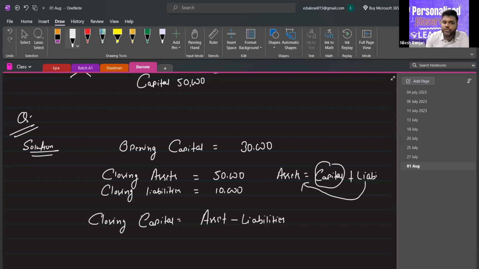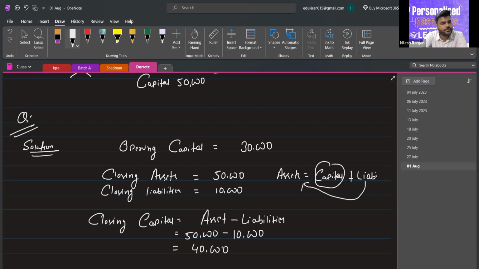Now for closing capital, we need to use closing assets and closing liabilities. So closing assets is 50,000 and closing liabilities is 10,000. So our closing capital is 40,000. Now tell me one thing: if our opening capital is 30,000 and our closing capital is 40,000, meaning in the beginning our capital is 30,000 and at the end it is 40,000, can you tell me the reason for the increase in capital?